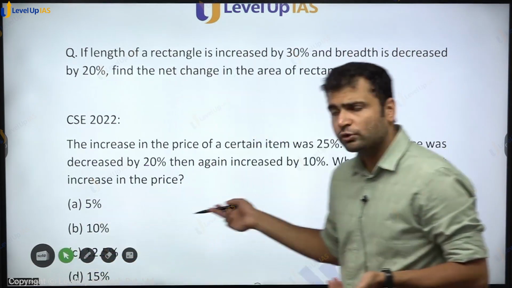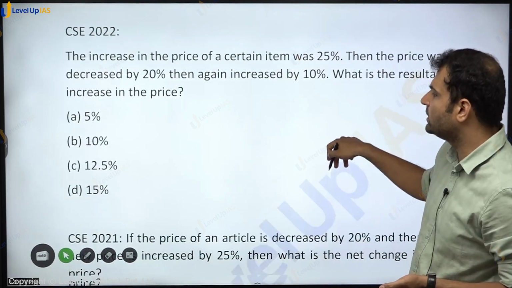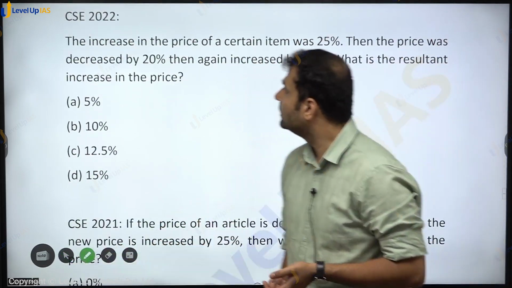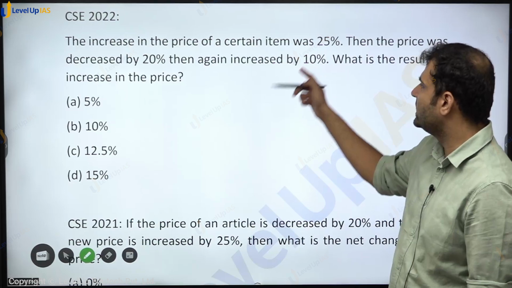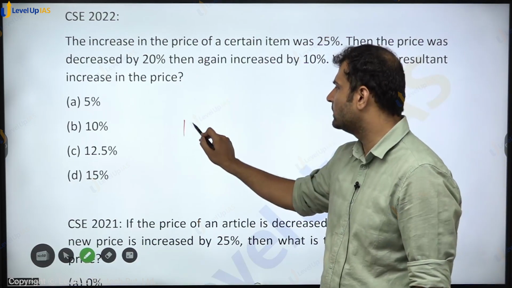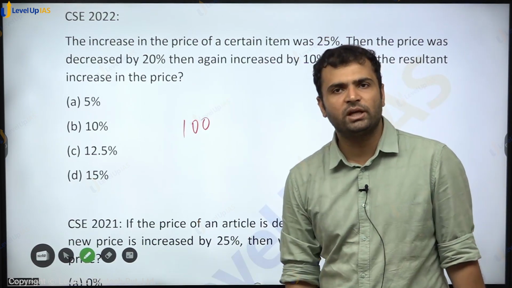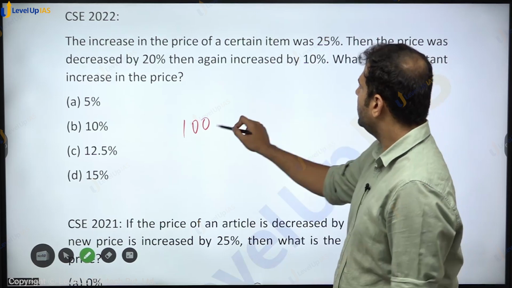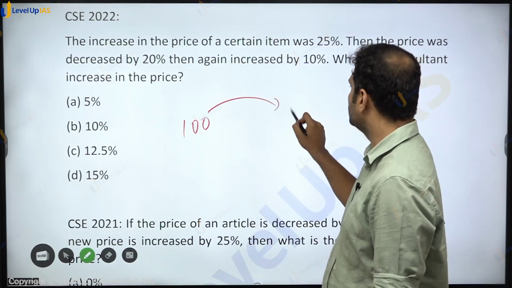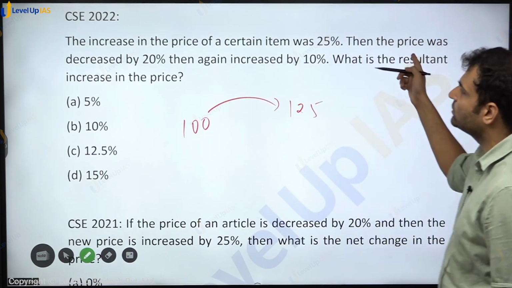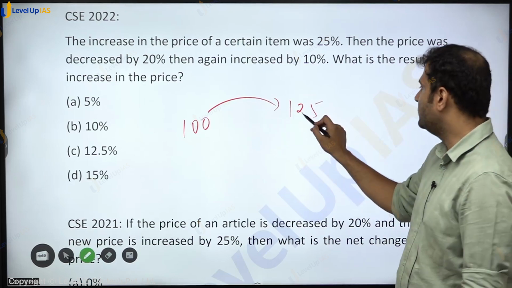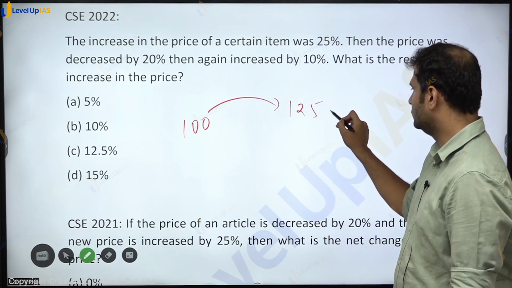Let us solve a PYQ, in case you feel this is a very easy question. The increase in price of a certain item was 25%. So there is a certain item. Let us assume the initial price was 100. So the increase is 25%, so it became 125. Then the price was decreased by 20%. With a 20% decrease, what will the price be?